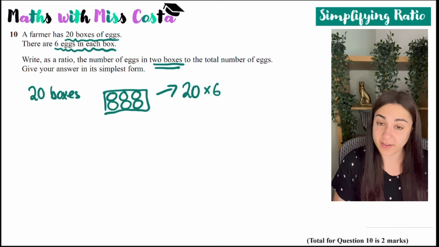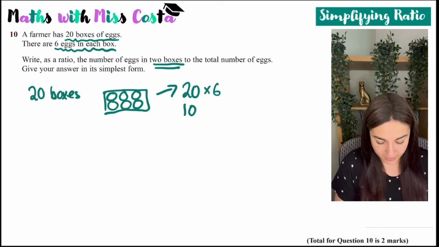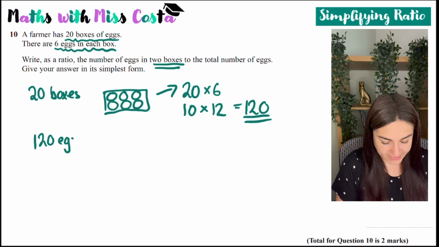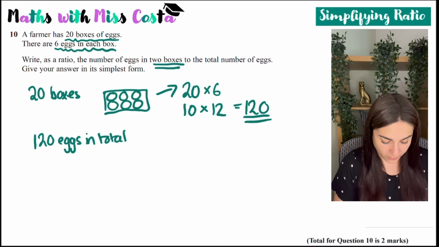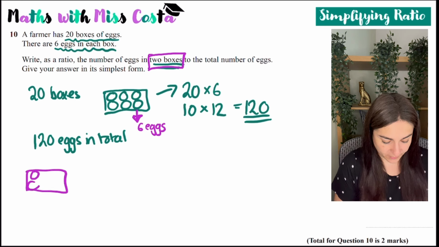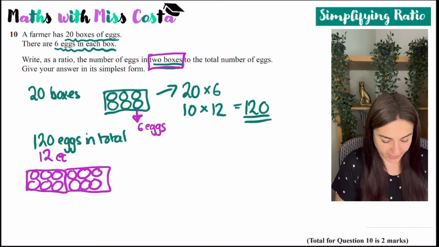20 times by 6, I can do the doubling and halving method again. So halve this, double that, 10 times 12, just add a 0 when you're timesing by 10, is 120. So I know that I have 120 eggs in total. And then I know that in one box, there are 6 eggs. So the number of eggs in 2 boxes, I'd have 2 lots of 6 eggs. So that would be 12. So 12 eggs in 2 boxes.